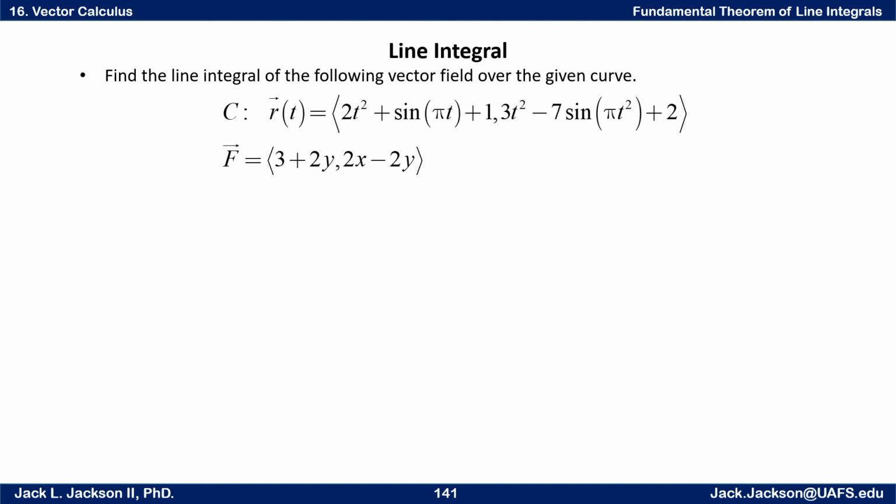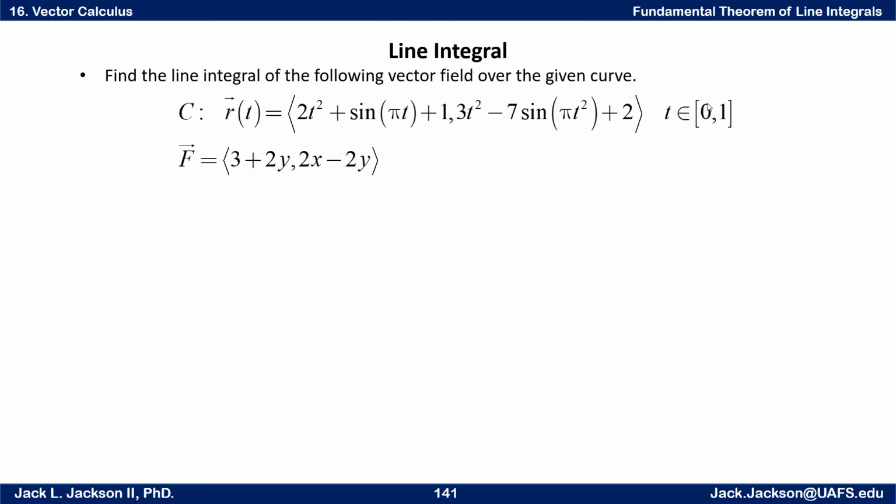Find a line integral of this function. Oh man, look at that kind of nasty parametrization there. But the field is 3 plus 2y, comma 2x minus 2y. Okay, and I need to have some y value, some limits on this thing. Hang on just a second. We just go from 0 to 1 again. Okay, and here's our function here. By the way, you don't always have to go from 0 to 1. I just happen to be choosing that.